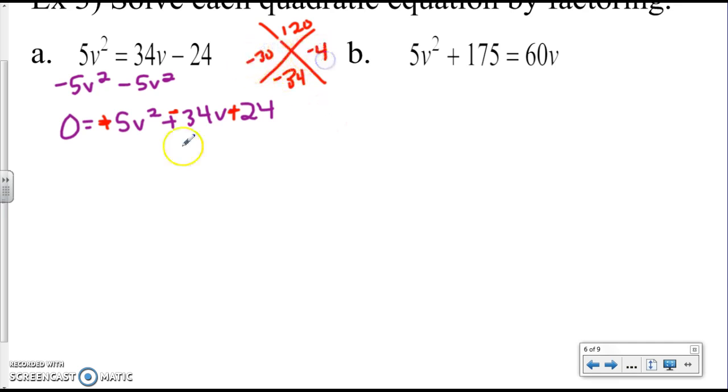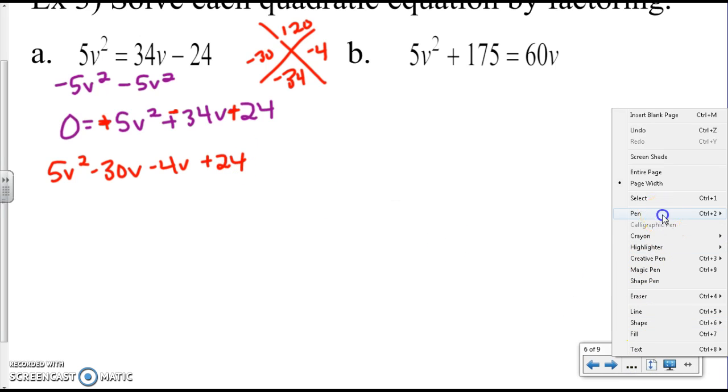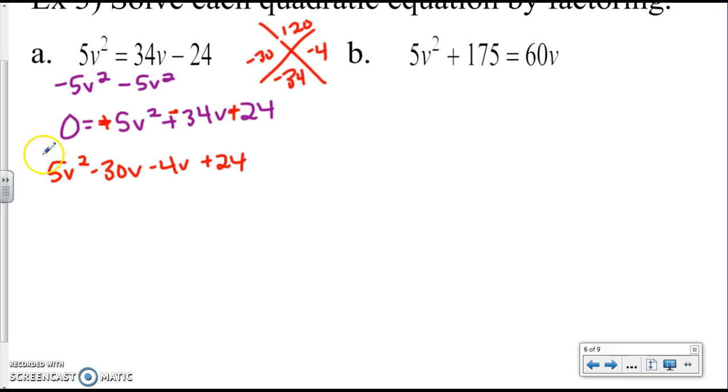Now, a lot of students don't like the zeros over here. You can switch the sides. So I'm going to just go ahead and do 5v squared minus 30v minus 4v plus 24. Not even going to worry about the 0 right now. I'm going to make 2 groups and factor.